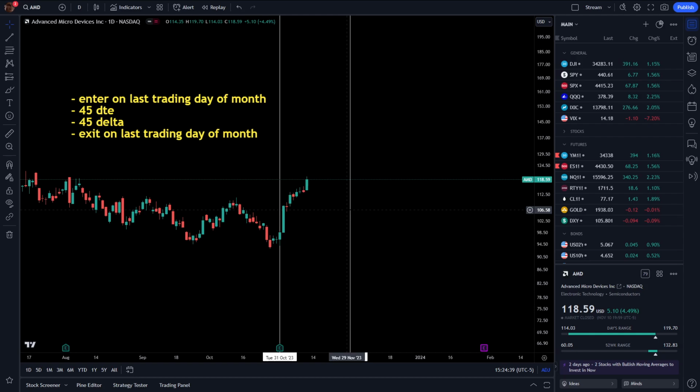If you get into a trade like AMD and it goes up a bunch, and you want to take the money off the table, take the money off the table. There's nothing wrong with that. Nothing wrong with taking profits.